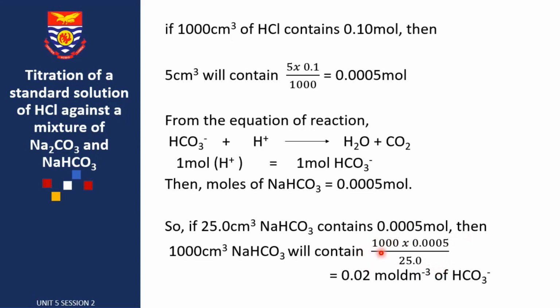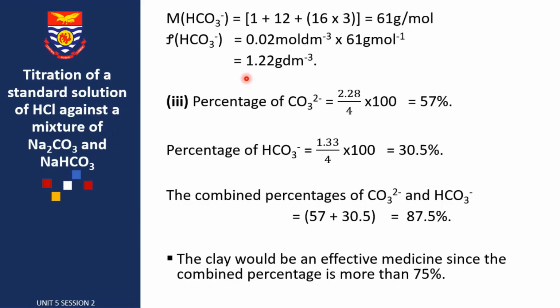Now that we know this, we are to also find the mass concentration, and we'll do the same thing as we did for the carbonate. We find the molar mass, that is 61 grams per mole, and we find our rho, or mass concentration, that is amount concentration times molar mass, and doing that we have 1.22 grams per cubic decimeter.